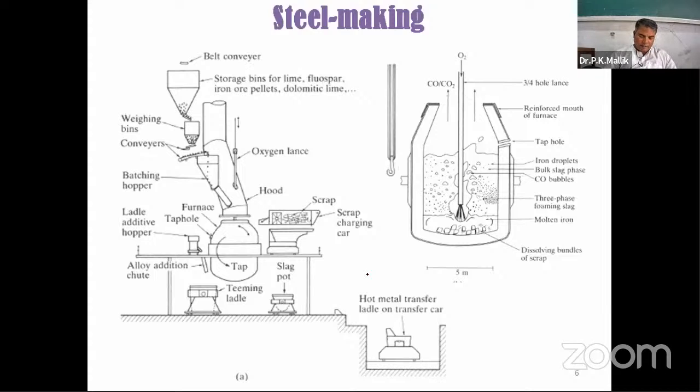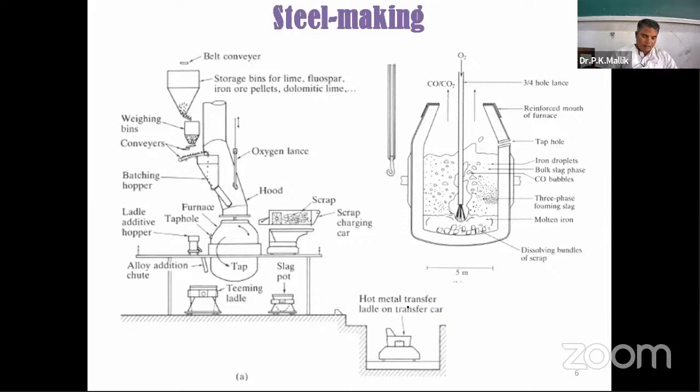Here there are different reactions also. Silicon reacts with oxygen to produce silicon dioxide and goes to the slag. Manganese is converted into manganese oxides and goes to the slag. And phosphorus also produces phosphorus oxides and goes to the slag.